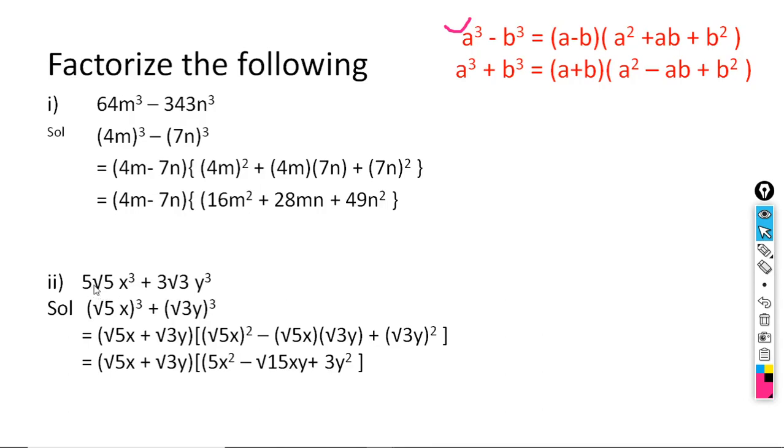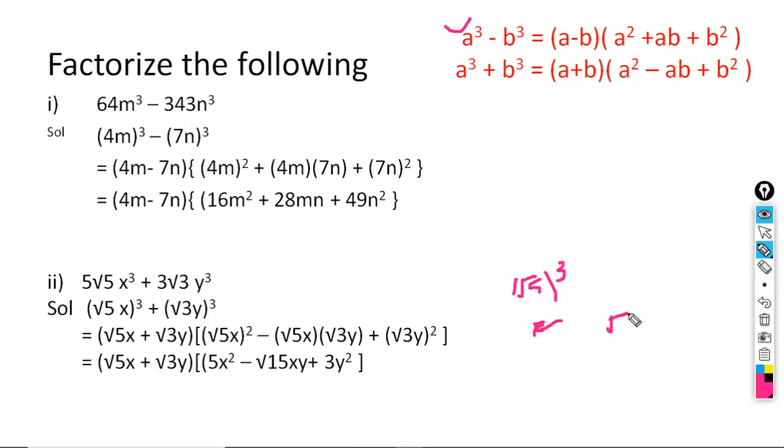Now if you want to understand here this 5 root 5, it is x cube. 5 root 5 is a cube of root 5. Why is it the cube of root 5? When you multiply root 5 three times, it is root 5 cube. When you multiply this root 5 three times, you will get root 5 square.